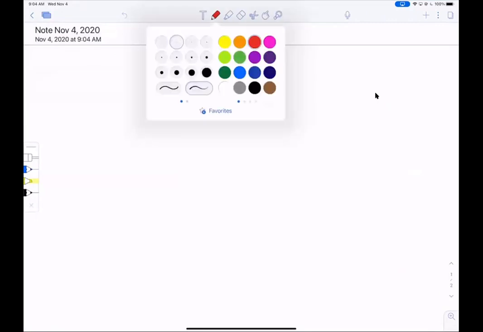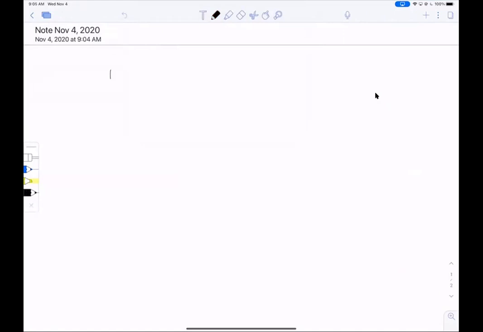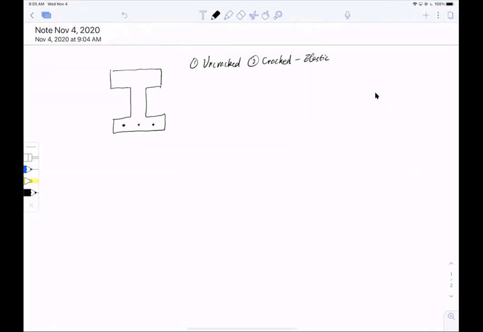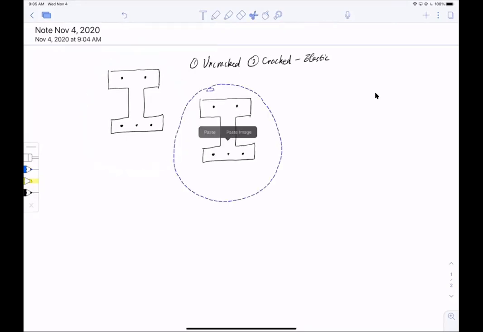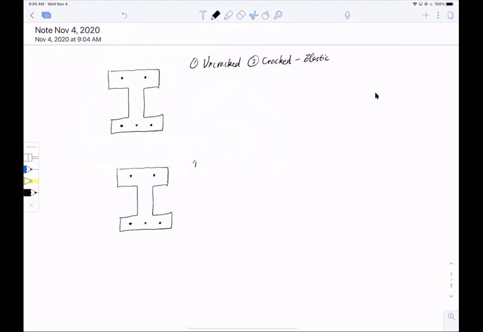All right, so let me just do this first. For example, if I have a beam, and this is the I-beam, I still have to do two stages, the uncracked stage and the cracked elastic. Now for the uncracked stage, say I have 3 bars at the bottom and 2 bars at the top. So for the uncracked stage, I simply need to, let me just copy this.